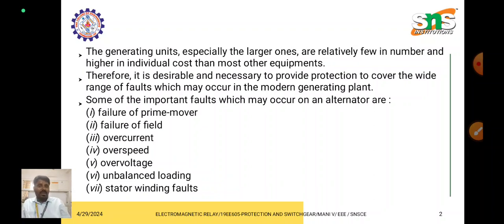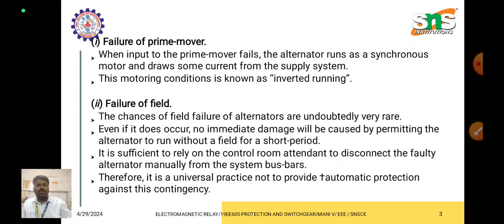So the alternator may get damaged by these types of faults. The first one is the failure of prime mover. The alternator input is mechanical energy, which is supplied from the prime mover. The prime mover may be a petrol engine, diesel engine, gas turbine, hydraulic turbine, steam turbine, etc.